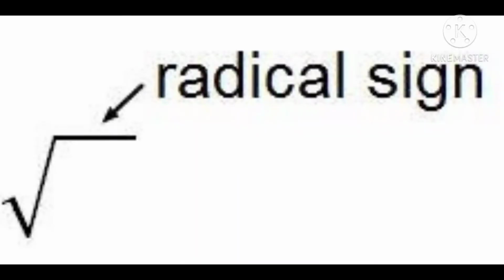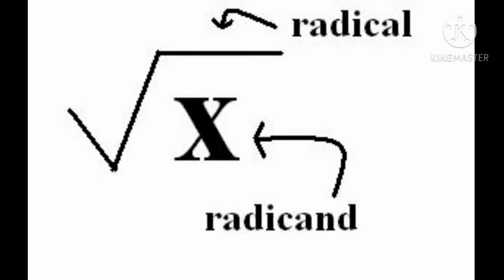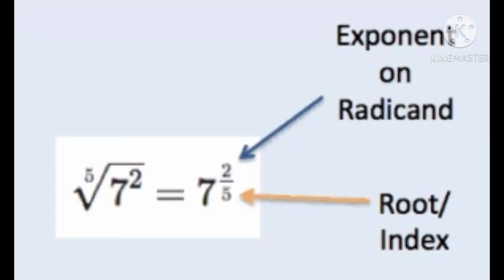Listen, the radical sign. This is the radical sign. The next one is the radicand. The value inside the root is the radicand. Take the fifth root of 7 squared, that is 7 power 2 by 5. Here 2 is the exponent on the radicand, and 5 is the root or index.